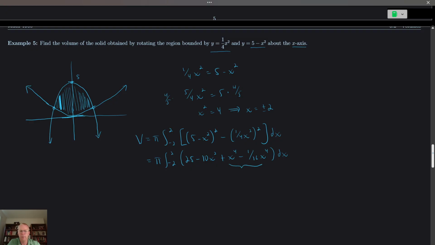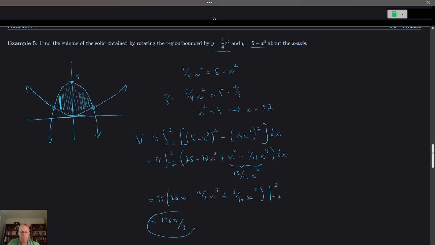And I won't write the whole thing again. This gives us 15 over 16 x to the fourth. So now let's integrate. Pi, we have 25x minus 10/3 x cubed plus, all right, so 15/16 divided by 5, which would be the new exponent. So that gives us 3 over 16 x to the fifth. We're going from -2 to 2. I won't fill in everything here, but we get 176 pi over 3.